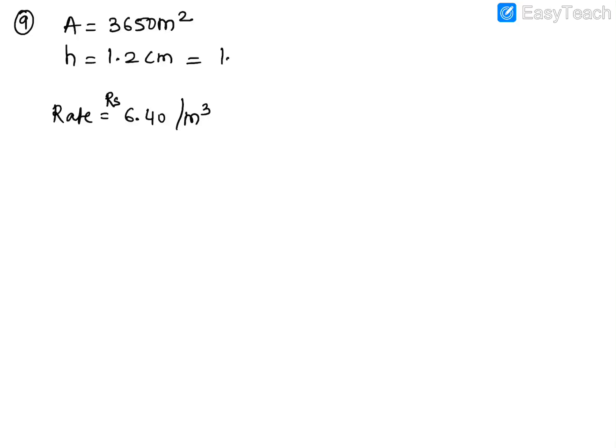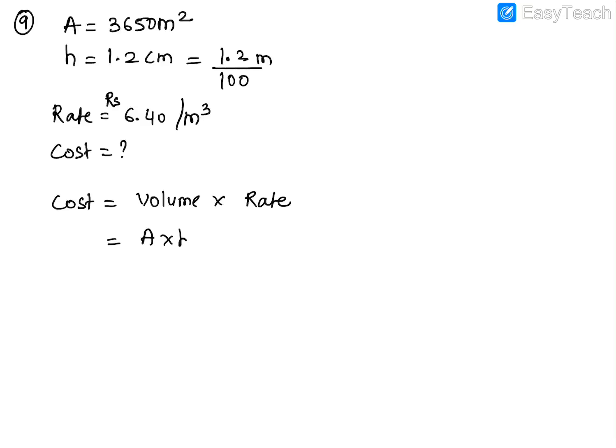So first, 1.2 centimeter is how much? 1.2 upon 100 meter. Okay. Now what do we have to find in this sum? Find the cost. So cost is equal to volume into the rate. What is the volume? Volume is area into height. What is the area? 3650. What is the height? 1.2 upon 1000.